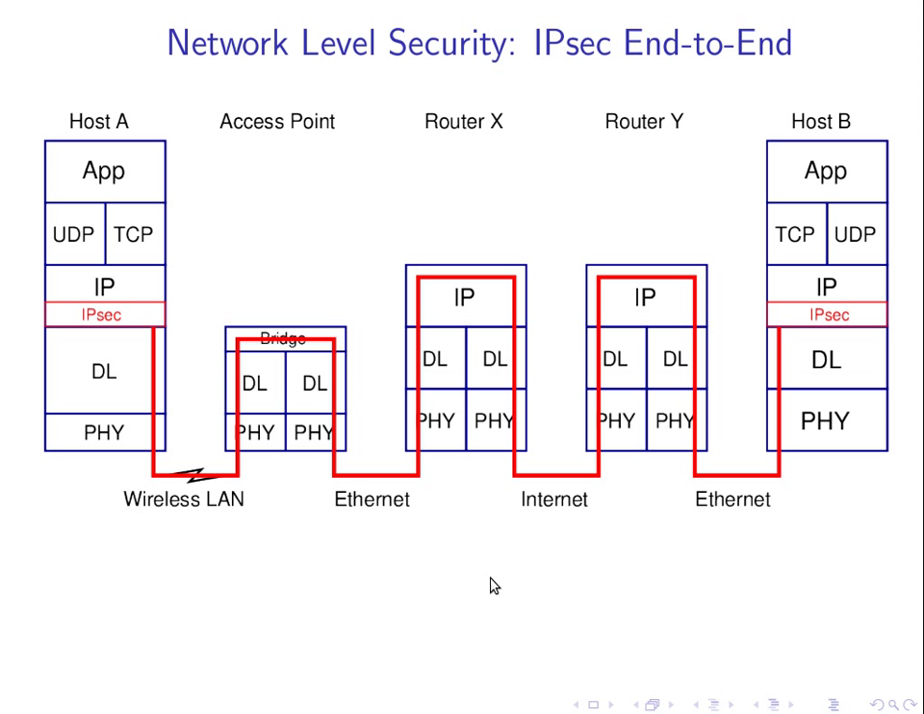Any questions about internet security? We want to be able to secure our data sent across a public network, across the internet. We've got different ways to do it. We've gone through several times the different layers: application, transport layer security, network level.